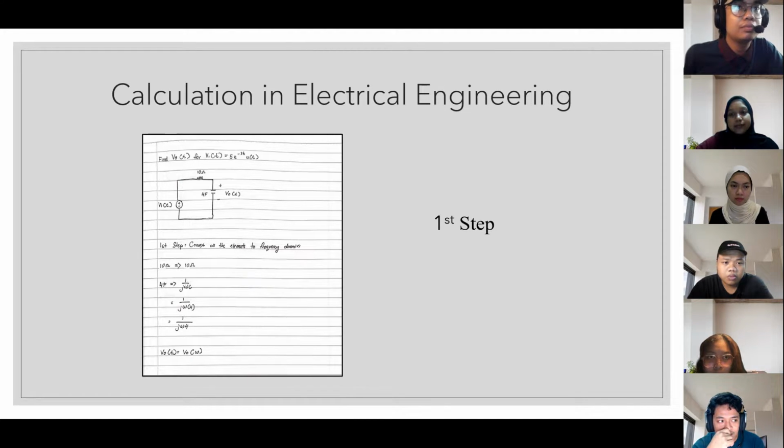For the first step, we convert the 10 ohm and 10 farad capacitor to impedance, equals 1 over j omega C, which is 1 over j omega 4. V out in the time domain equals V out in the omega domain. Next slide.